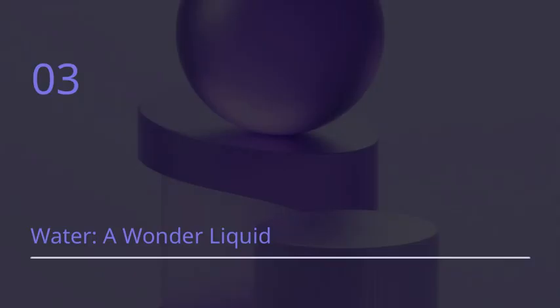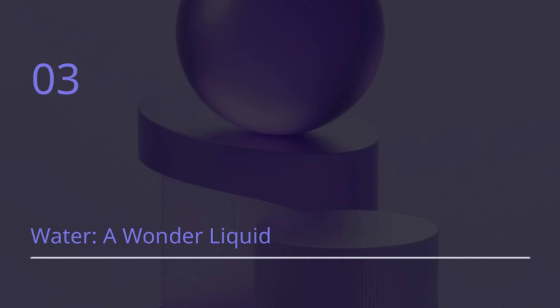Water is truly a wonder liquid. It's essential for all forms of life and plays such a crucial role in our daily existence. When we think about water, we often focus on its physical properties, but its significance goes far beyond that. It has the unique ability to exist in 3 states: liquid, solid, and gas, which makes it incredibly versatile. This versatility helps sustain ecosystems, regulate climate, and support agriculture. Moreover, water's role in maintaining homeostasis in our bodies is vital.